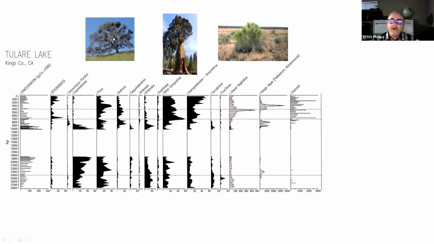This is valley oak. This is associated with Mediterranean climates, which are dry summer, wet winter. Giant sequoias, which are in the cooler, wetter parts of the Sierra Nevada. And also saltbush, which are desert plants. And so these develop under different conditions, different climate systems.